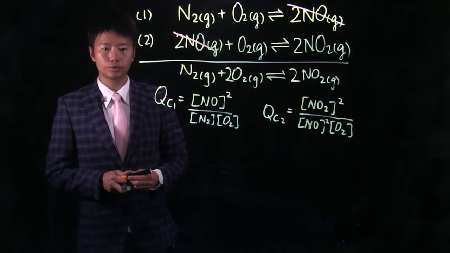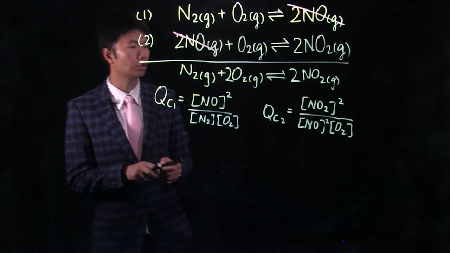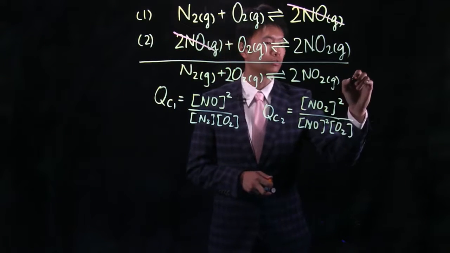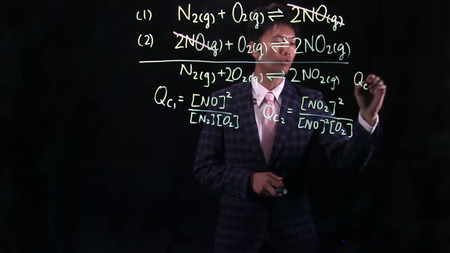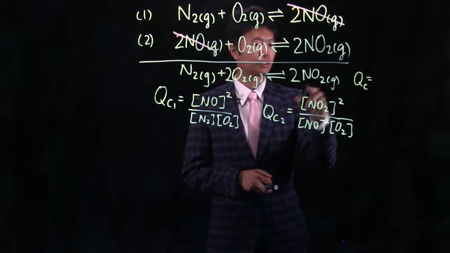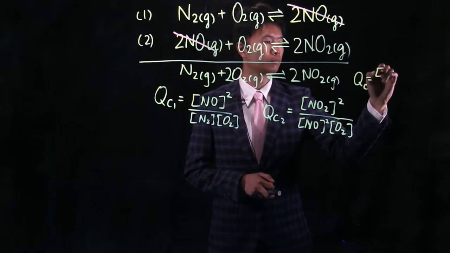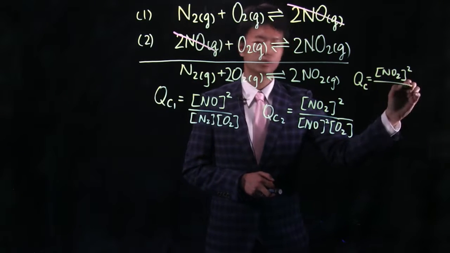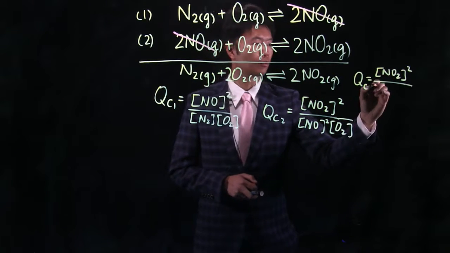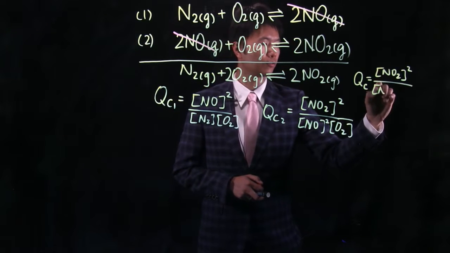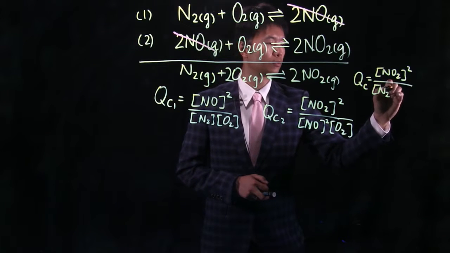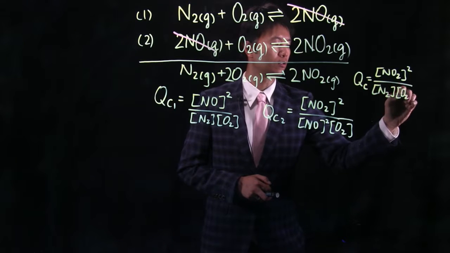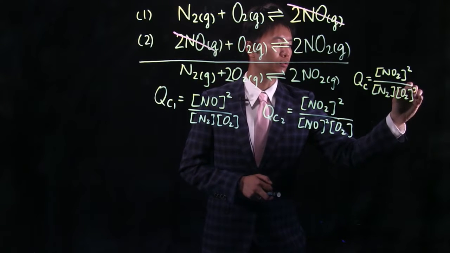Okay. We also want to write down the reaction quotient QC for the overall reaction. In this case, the molar concentration of NO2 squared divided by the molar concentration of N2 and O2 squared.